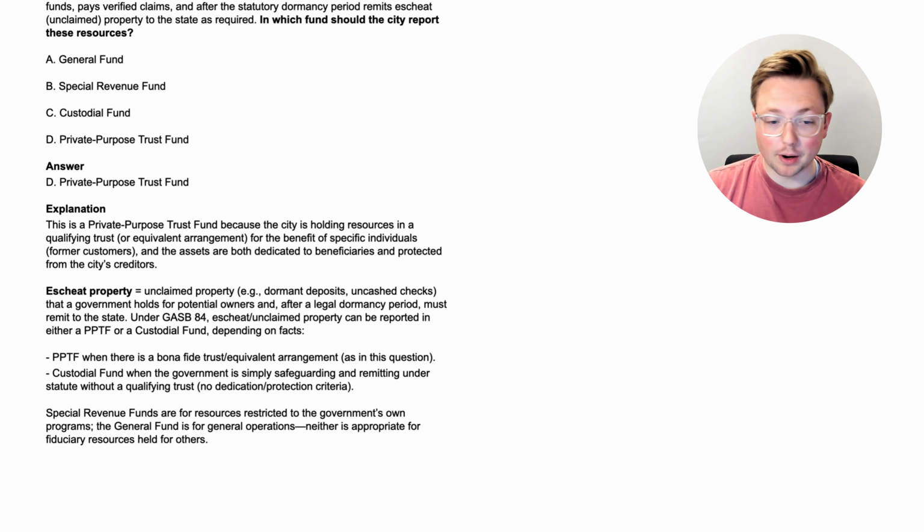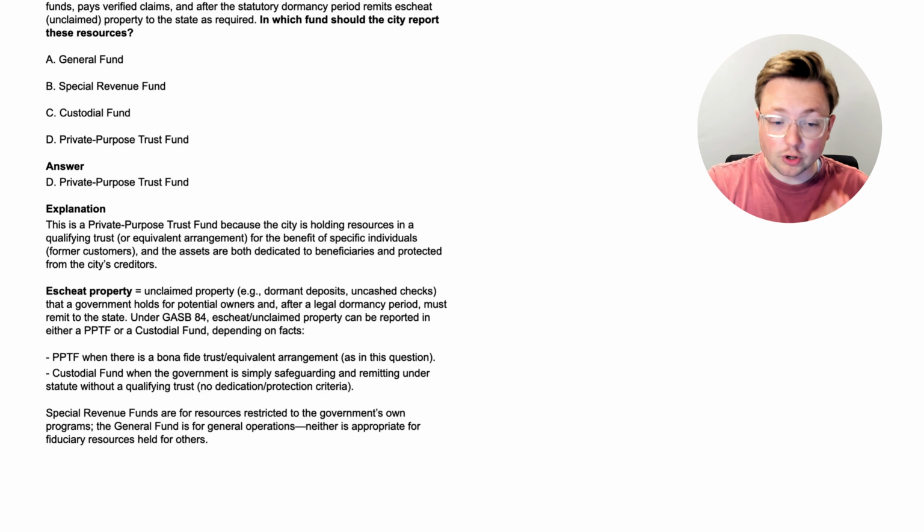So what is a sheet property? It is unclaimed property, something like dormant deposits, uncashed checks, that a government holds for potential owners and after a legal dormancy period must remit to the state. Under GASB 84, which by the way, you probably don't really need to know that specifically, but under GASB, a sheet or unclaimed property can be reported in either a private purpose trust fund or a custodial fund depending on the facts. So it would be a private purpose trust fund if it was a bona fide trust or had an equivalent arrangement, which it does in this question.